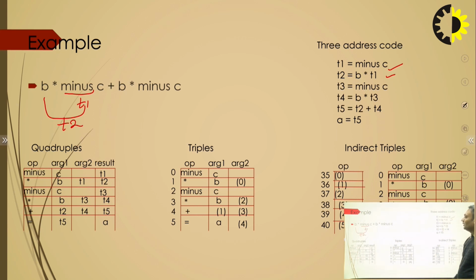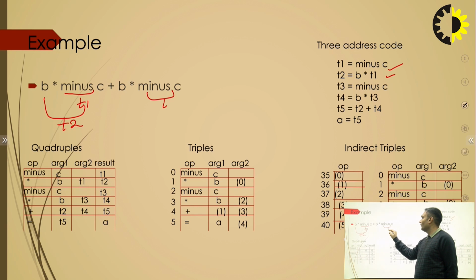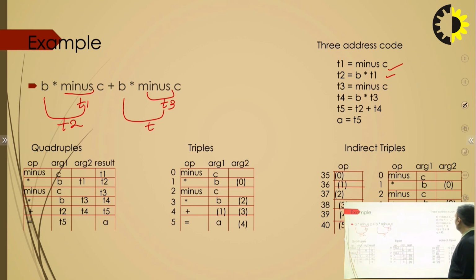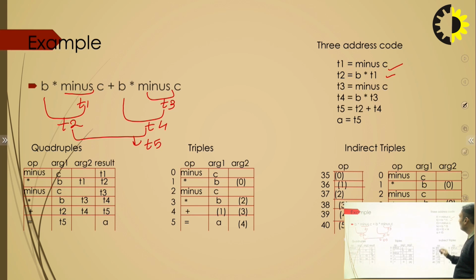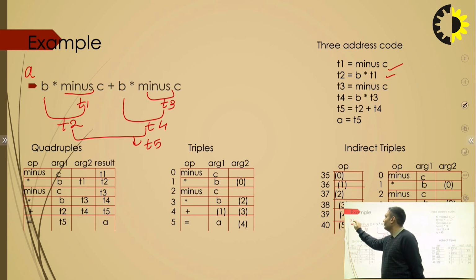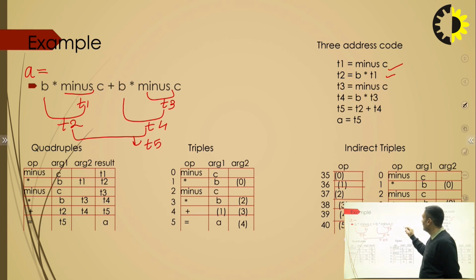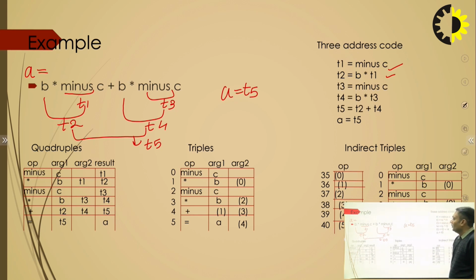Now similarly, this value is stored in temporary variable T3, and the combination of this and this I am storing in temporary variable T4. And then the combination of this T2 and T4 I am storing in temporary variable T5. And A equals T5. So there is A equals this value. In this way I write the 3 address code.